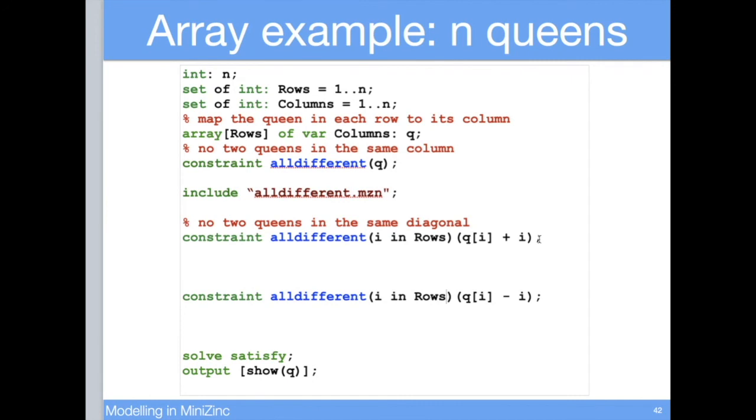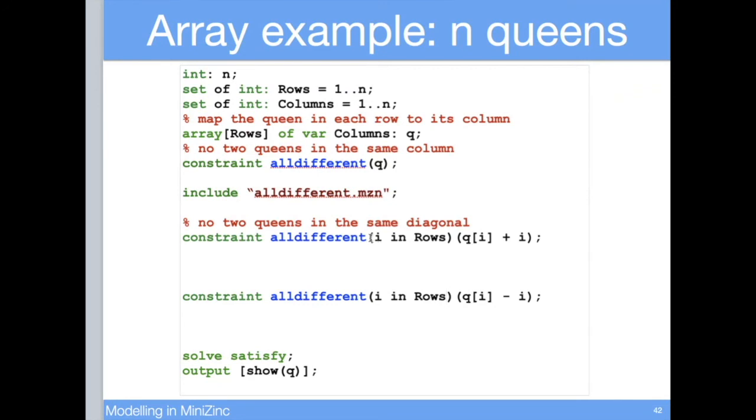All of those qi plus i expressions also have to be different, because qi plus i maps to one of the diagonals of this form. So we're saying that each of the diagonals used by the ith queen has to be different. So that's an all different constraint.